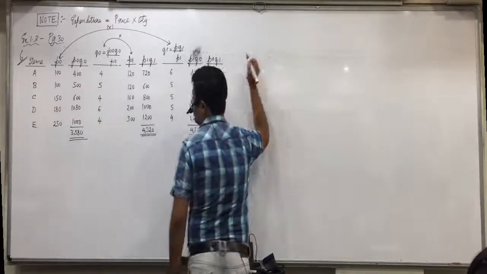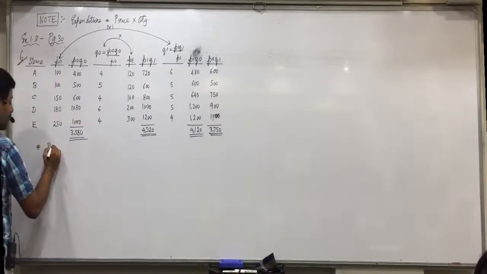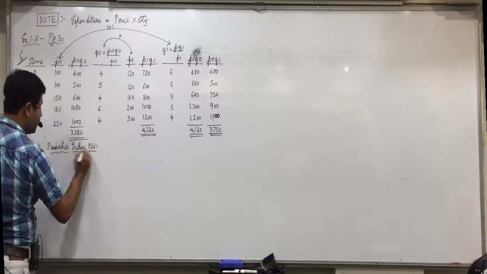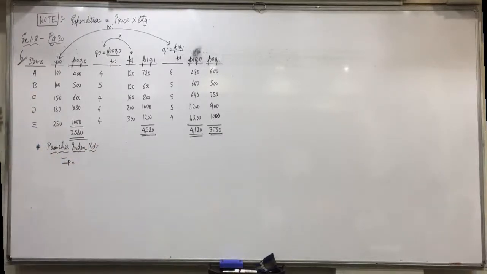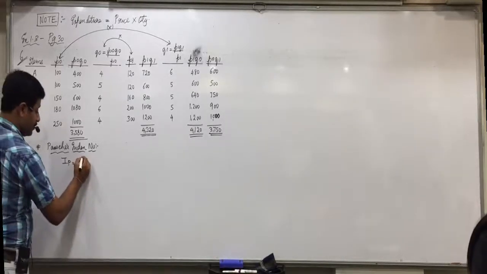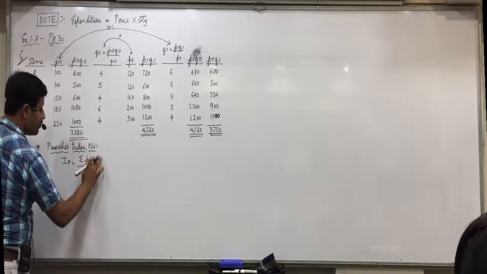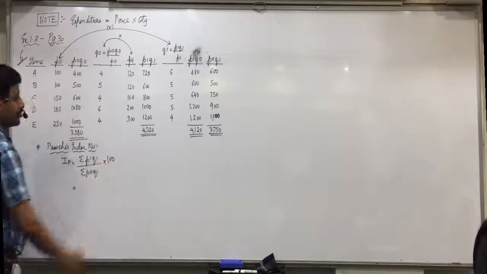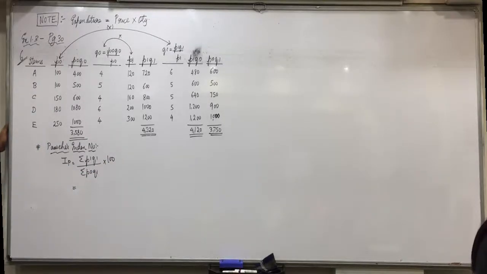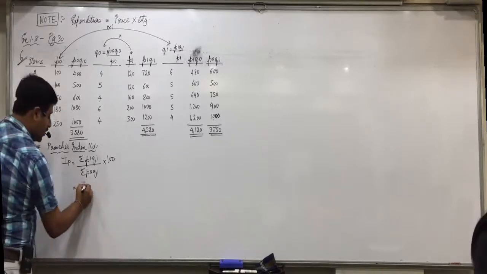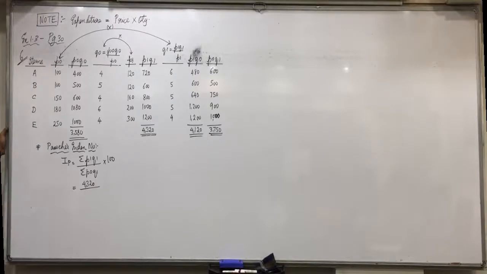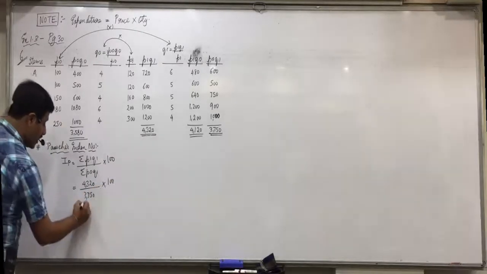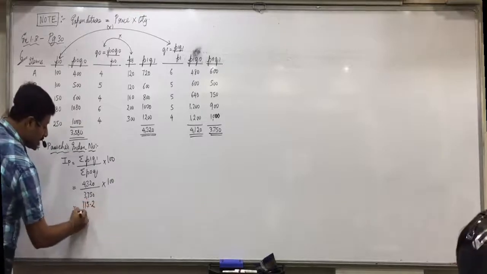So first we find Paasche's index number. No one should be talking in between. Now Paasche's index number, IP equals sigma P1 Q1 upon sigma P0 Q1 into 100. Sumana, put the values. 4,320 divided by 3,750 into 100, 115.2.